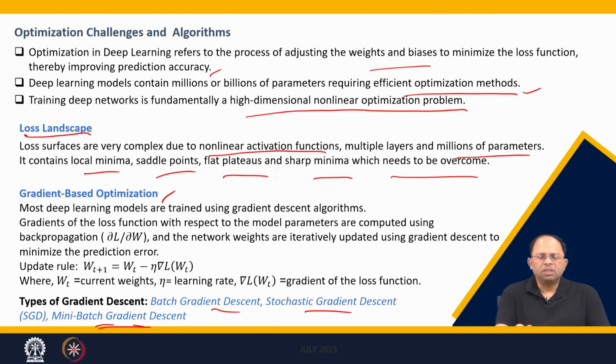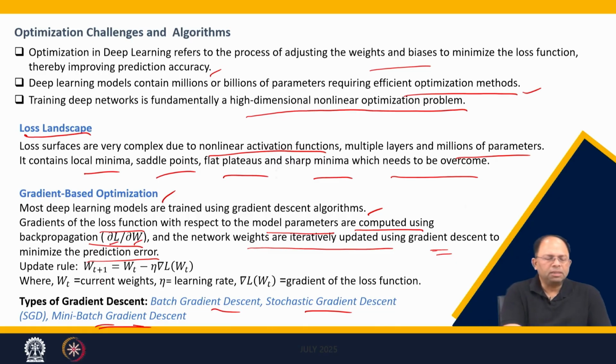Most deep learning models are trained using gradient descent algorithms. Gradients of the loss function with respect to the model parameters are computed using back propagation, which we have learnt earlier, so dL by dW. dL is the loss function and dW is the weights, right? With respect to the model parameters, we are finding the gradient of the loss function. That is how the loss is changing. And the network weights are iteratively updated using gradient descent to minimize the prediction error. So we will try to move the weights in those directions where the gradient is higher.